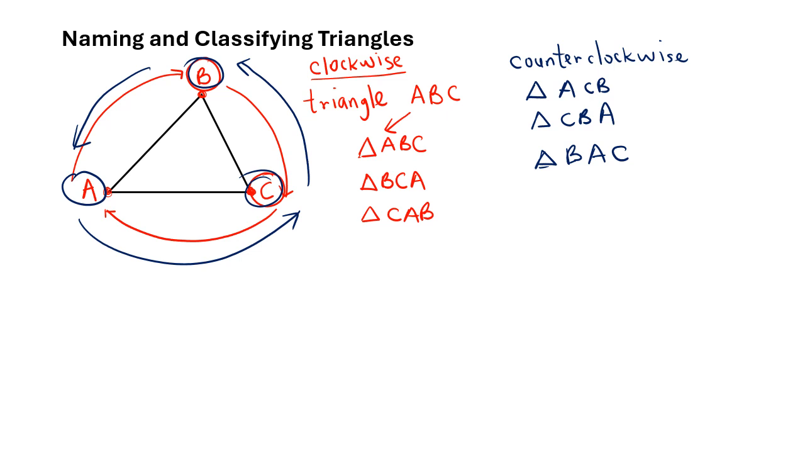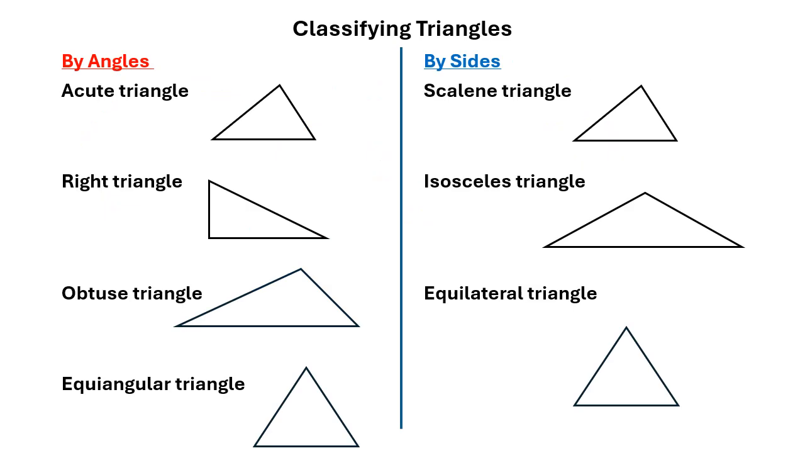All right, let's go ahead and classify triangles. To classify triangles, we will do that by angles and sides. When we say by angles, this is what I mean. We know how to name this triangle. Let's name this triangle again, A, B, and C. So we have triangle ABC. And notice that angle A is acute. Angle B is also acute, and angle C is also acute.